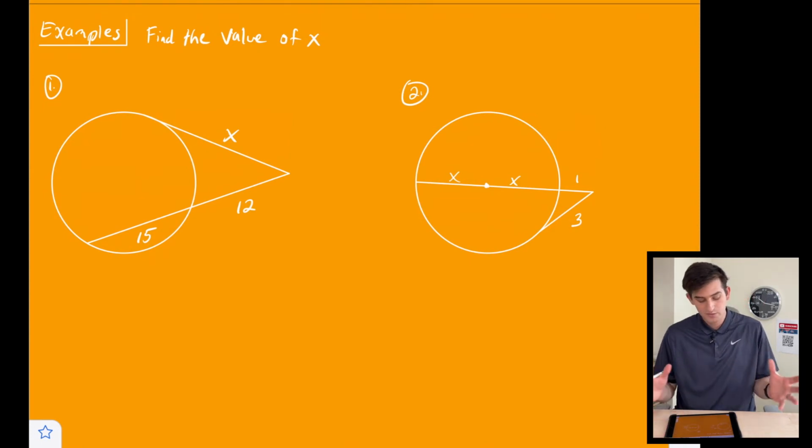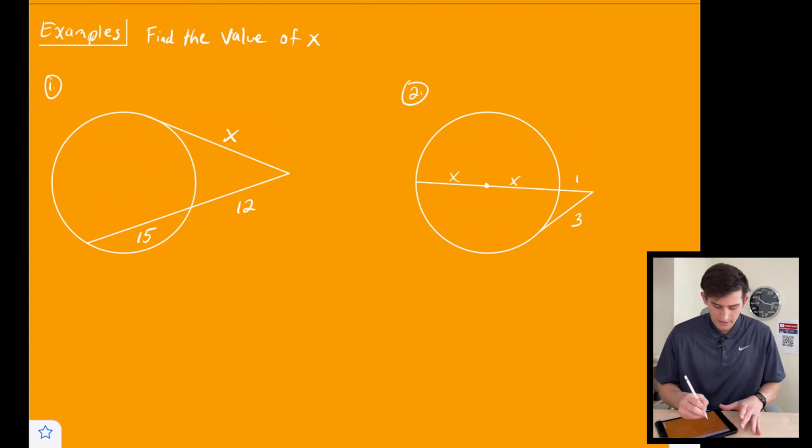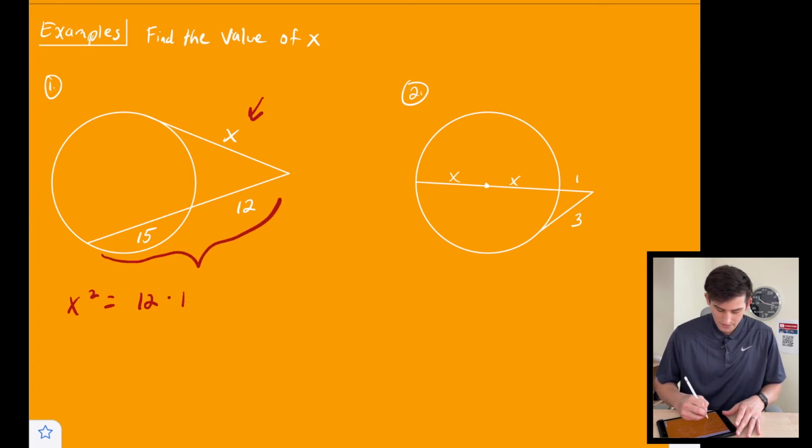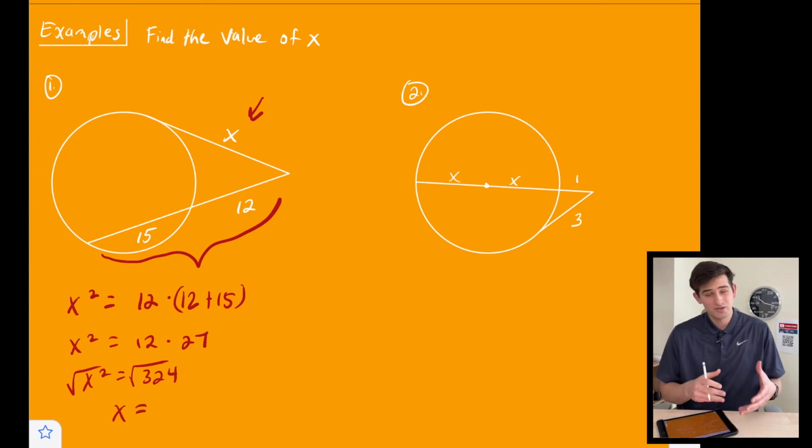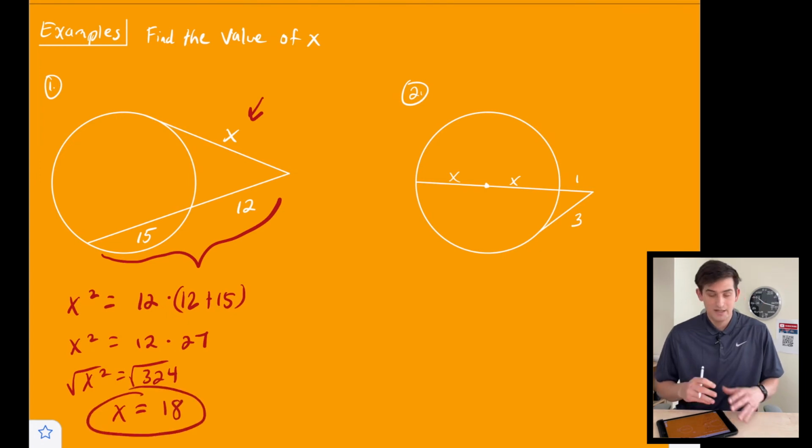All right, so for both of these, we just want to find the value of x. So for number 1, our tangent segment is x, so we can say x squared is equal to, and now we're going to multiply 12 times, and we're going to add these two together, 12 plus 15. So here we get x squared equals 12 times 27. And 12 times 27 is 324. Now we can take the square root of both sides. Since we introduced the square root, technically our answers are positive and negative 18. However, we are finding a length here, so we're only going to take the positive value. So here, x is equal to 18.